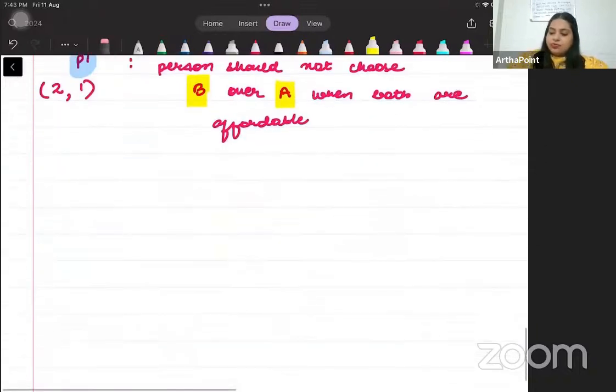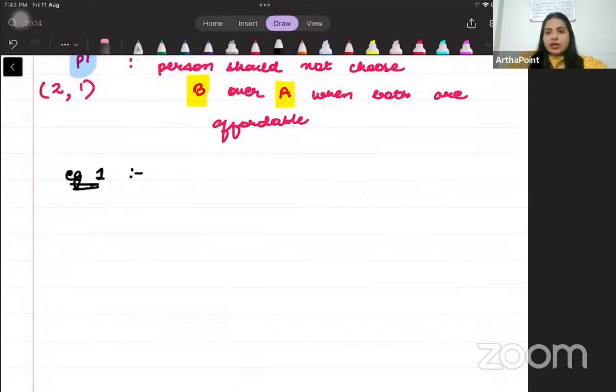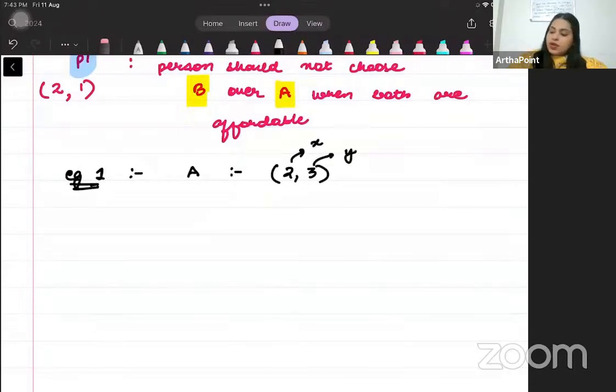Take an example. Take example 1. Suppose I tell you that there is a bundle A. Beta, this bundle A is 2, 3. That means 2 units of X and 3 units of Y. And you have a price bundle. Beta, this price bundle is 1, 4.